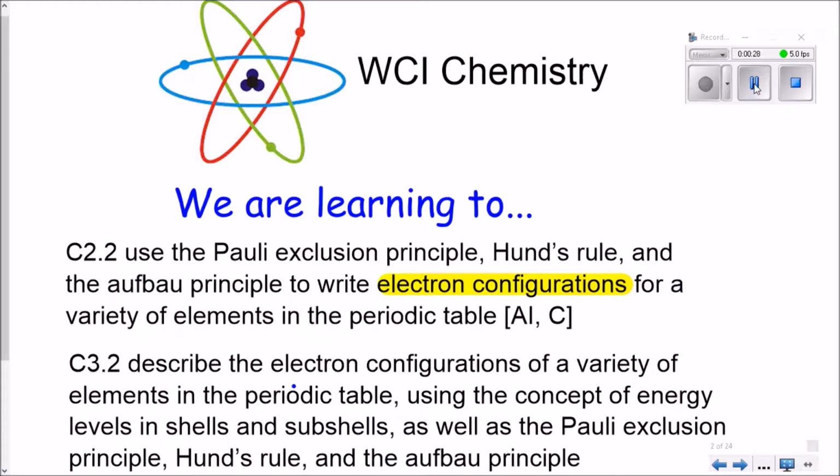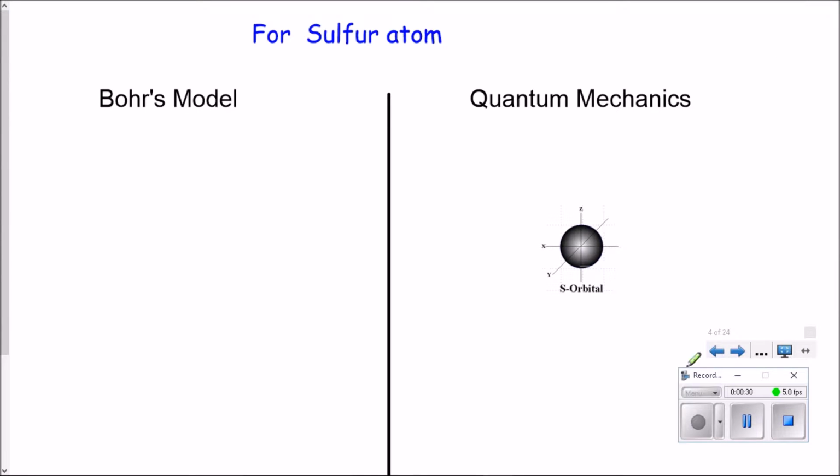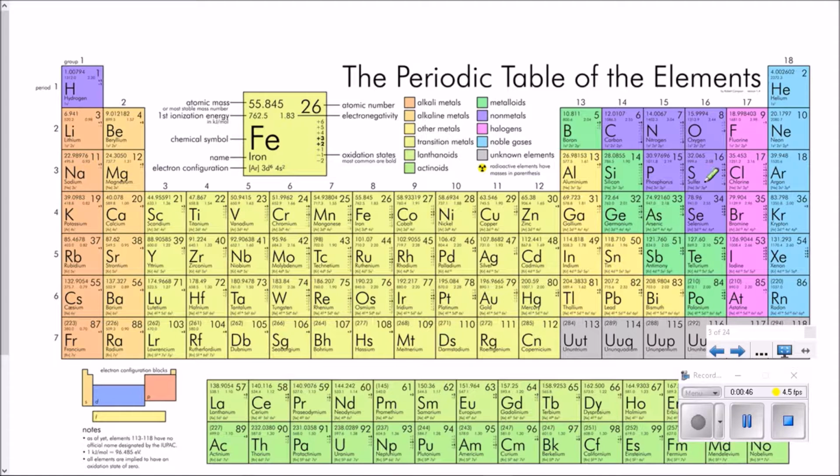Here we go. So we have Bohr's model, which worked really well for hydrogen, but didn't work well for the other elements. If we take a look at Bohr's model on the left and the quantum mechanics model on the right, we're going to compare them for a sulfur atom. Sulfur is located right here. Sulfur has an atomic number of 16, so that means it's got 16 electrons. Normally, according to the Bohr model, it would be filled up like this.